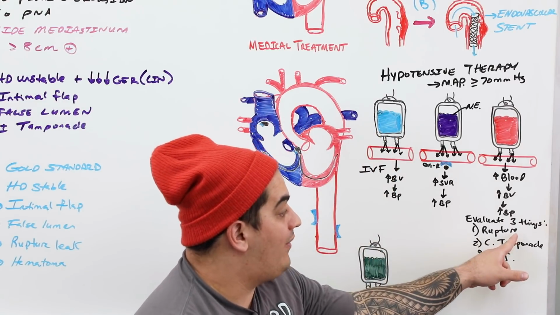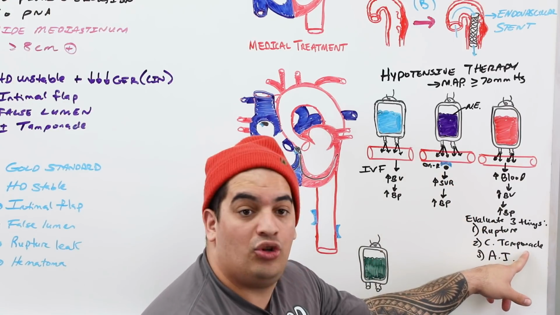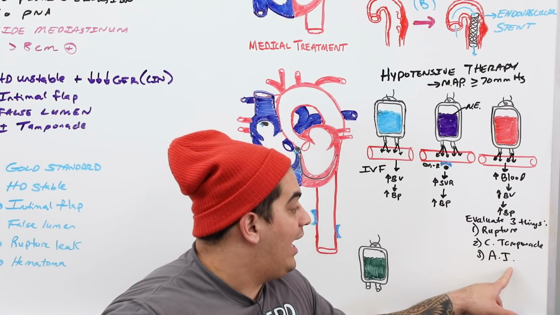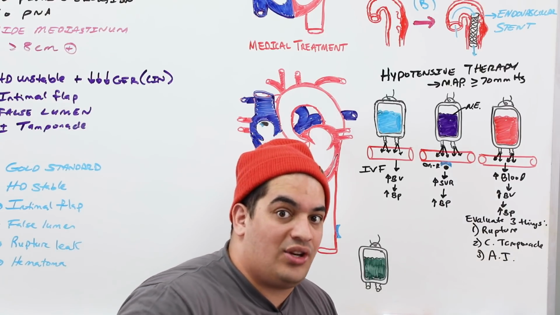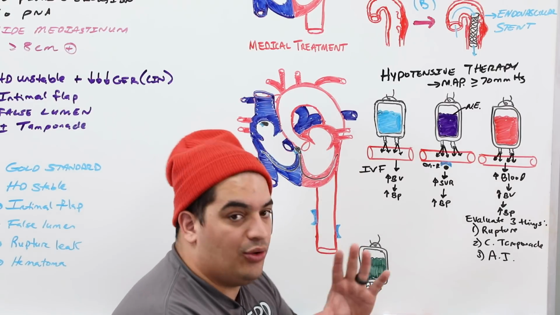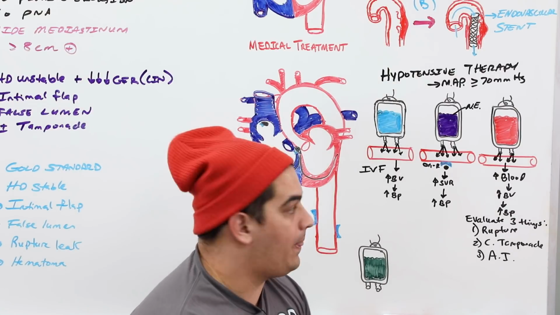If they have a rupture, you have to repair that. Blood's not going to last long. Fluids and pressors aren't going to last long. Cardiac tamponade, you can quickly fix that: stick a needle into the actual pericardial cavity, drain it out. Aortic insufficiency, you need to repair the valve. So you have to figure out why they're hypotensive and fix that. And that can help to buy you some time. Unless this isn't working, you need to get them to surgery, okay?